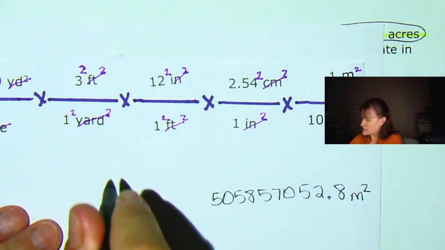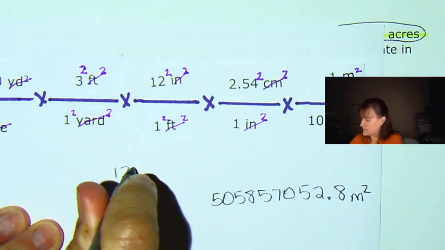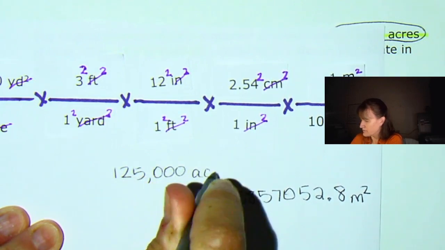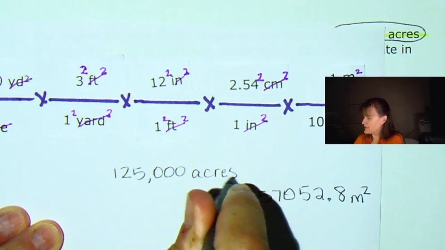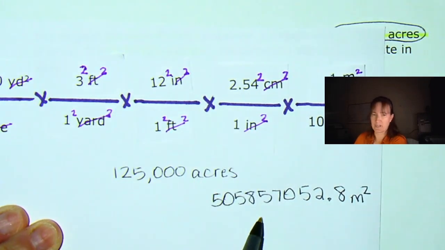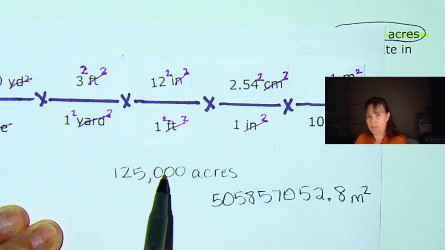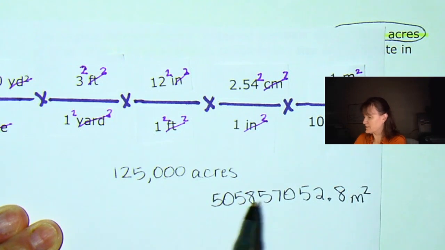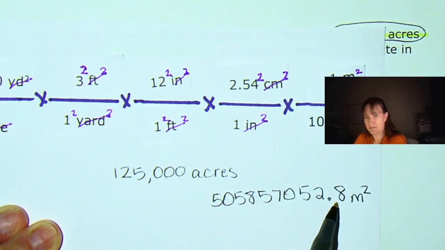So our original measurement was the 125,000 acres. That's what we were converting. And an acre is a large amount. Meter squared is kind of small, so it does make sense. This number here is bigger than the 125 numerically, but they should be the same area. But if we look at this and we compare it to this, there are a lot of significant figures.